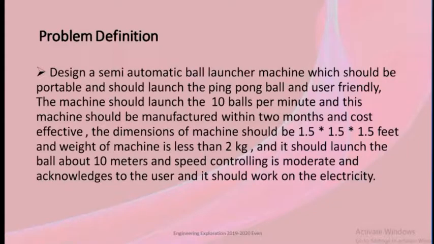Then coming to problem definition. Our problem definition is to design a semi-automatic ball launcher machine which should be portable and it should launch the ping pong balls, which is also user friendly. The machine should launch 10 balls per minute. This machine is manufactured within 2 months and it also must be cost effective.